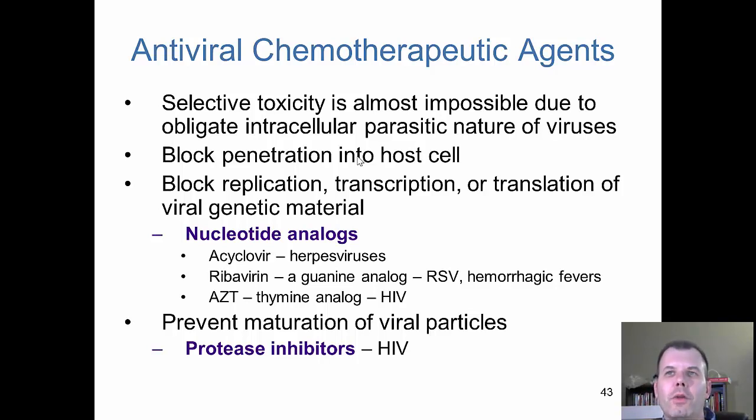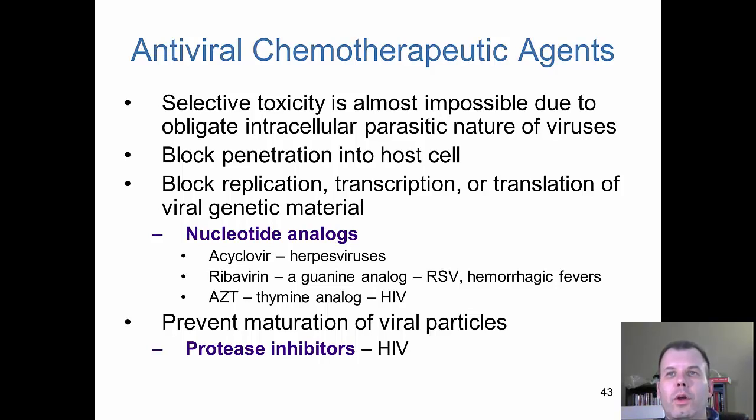Okay, there are some other ones that block replication, transcription, or translation of the viral genetic material. Again, acyclovir, you have probably heard of this if you've had any type of herpes virus. Chickenpox is a herpes virus, as are herpes simplex 1 and herpes simplex 2. These are the cold sores and genital sores that people get. There's also CMV, and acyclovir is a very good drug to take there.